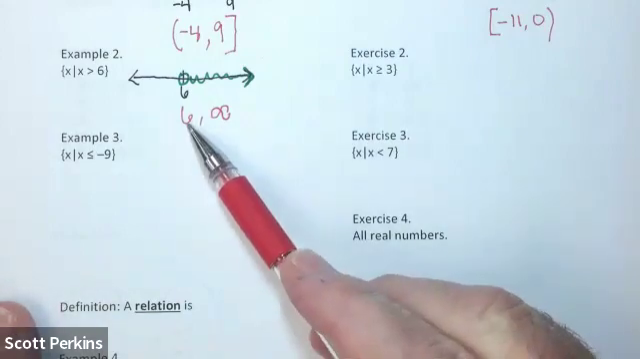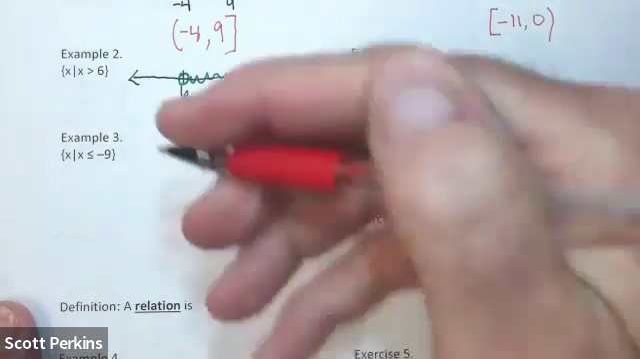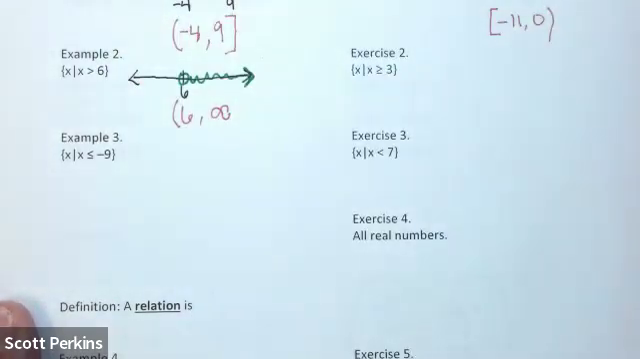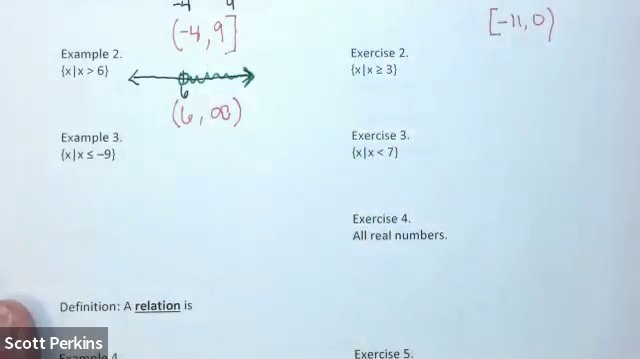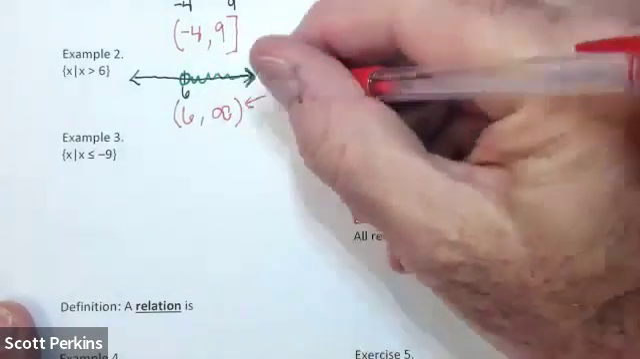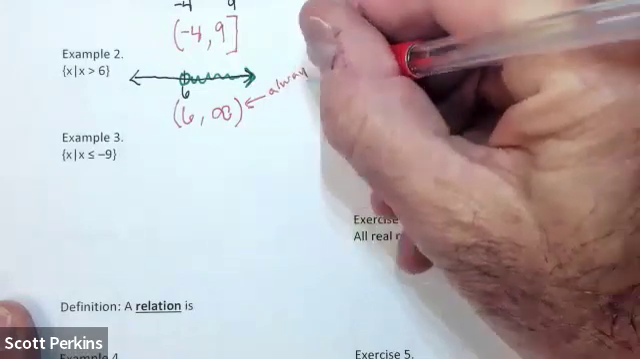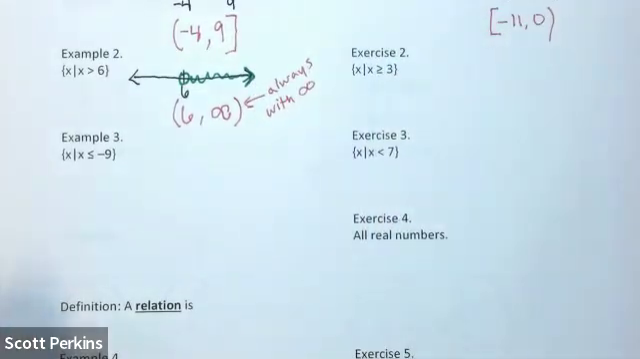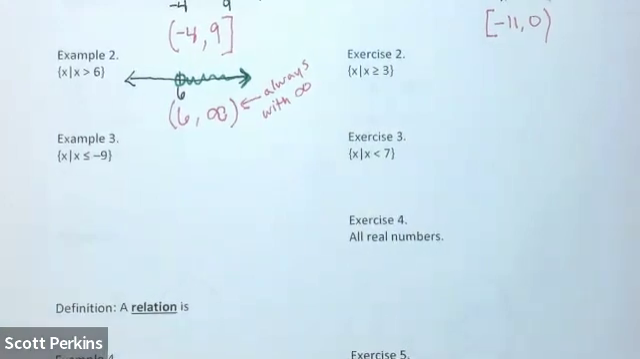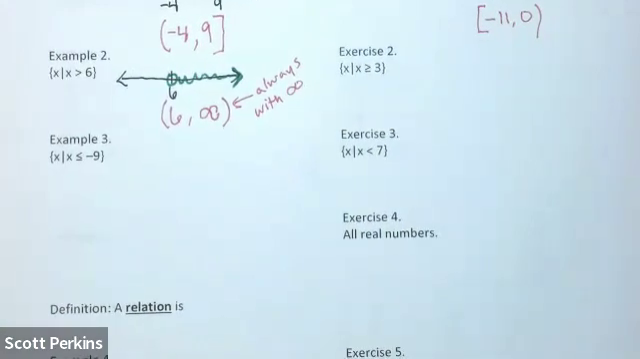So on this number line, what am I going to put at the 6 end? A parenthesis because there's no equality. Now, what you put at the infinity end has nothing to do with the inequality sign. You always, every time, because you can never get there, you always put a parenthesis with infinity. Okay, so I'm just going to make a little note here. You always use a parenthesis with infinity. Okay, I think you're going to find the next exercise easy enough, but go ahead and do exercise 2, please.